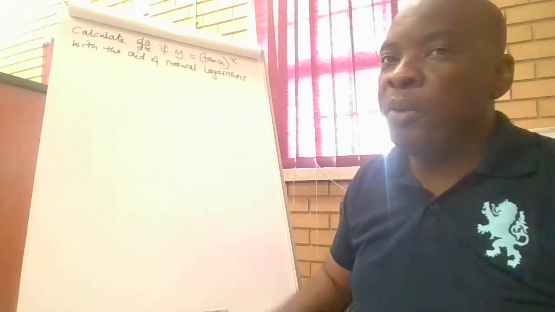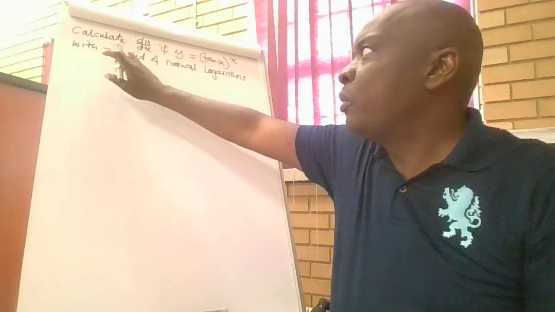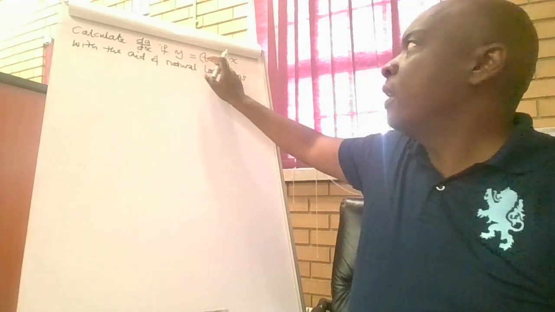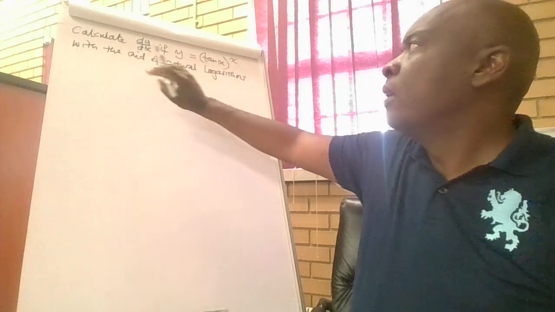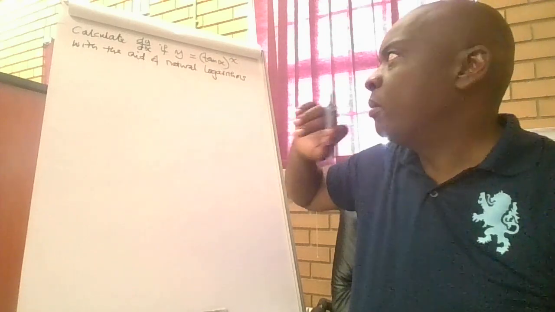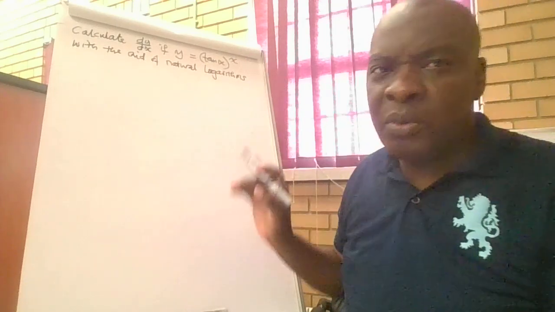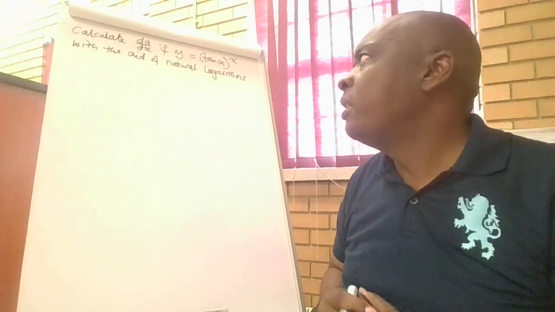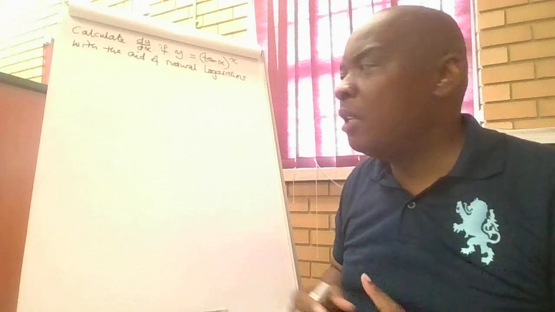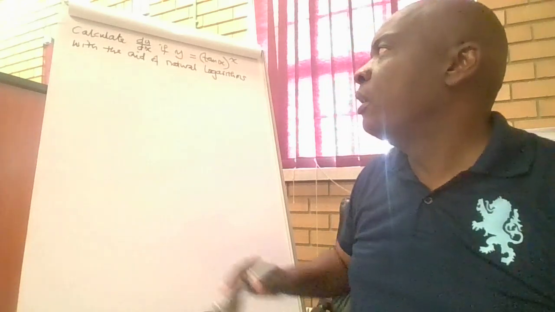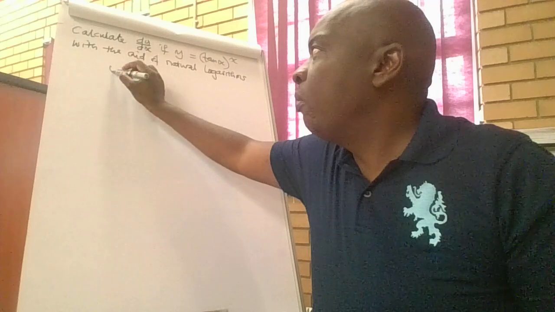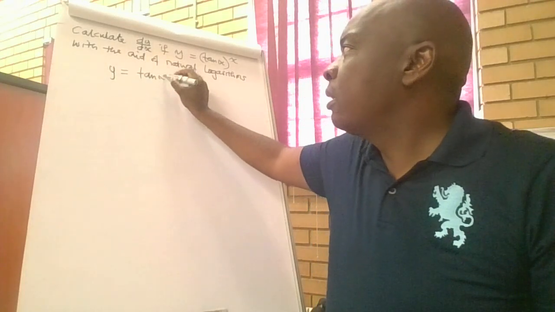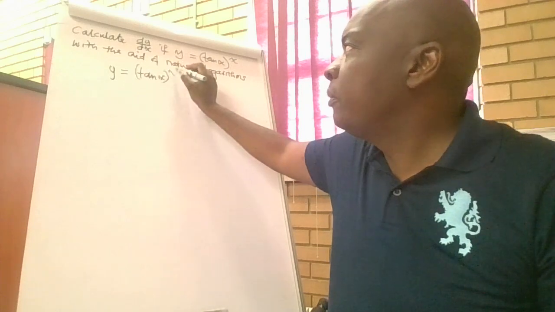Okay, so we want to look at this problem that we have. Calculate dy by dx if y is equal to tan x to the power x with the aid of logarithms. In other words, that is what we call logarithmic differentiation, where we take advantage of natural logarithms to help us to differentiate.